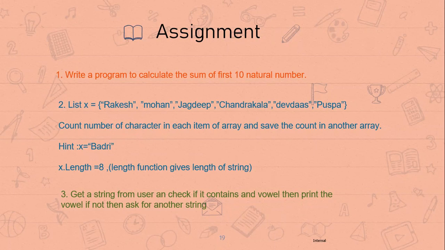And the second thing is the third activity assignment which you have to do. You have to get a string from the user and check if it contains a vowel or not. If it contains a vowel, you just have to tell okay, it has a vowel. If it is not, then ask the user again. You have to ask the user again, okay, please enter.